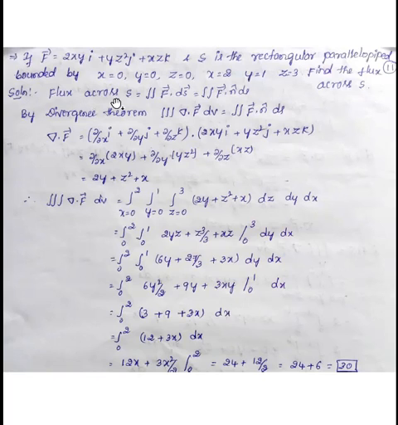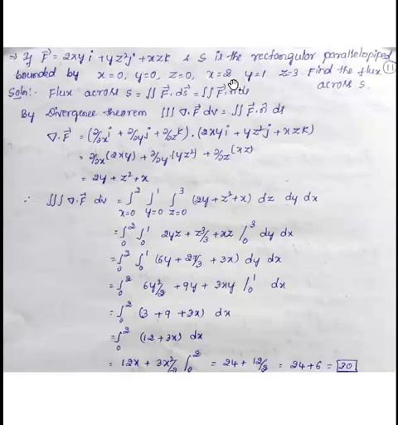Solution. Flux across S is equal to the double integral of F dot dS, which is F dot n cap into dS. Right? It is the flux across S. But we cannot find it directly on the surface. That's why we use the divergence theorem: the triple integral of del dot F into dV is equal to the double integral of F dot n cap into dS. We find the triple integral of del dot F and then equate it to the double integral of F dot n cap into dS, because both are equal. That's why we need to calculate the triple integral of del dot F into dV.